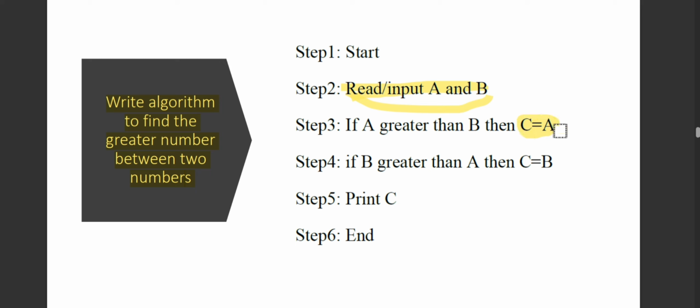Now we will check if a is greater than b. If a is greater than b, then we will assign c equals a, because a is the highest number. If b is greater, then we will assign c equals b. And then at last we will print c. And that's it. This is a simple algorithm to find the greatest number between two numbers.